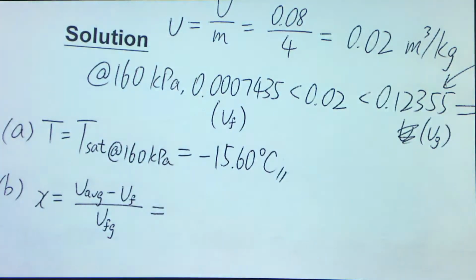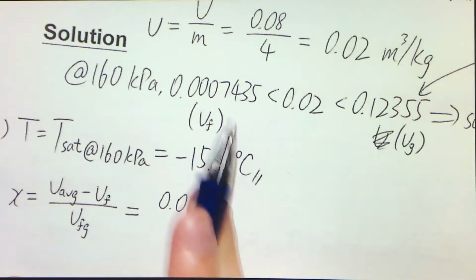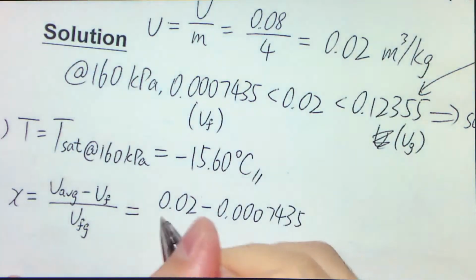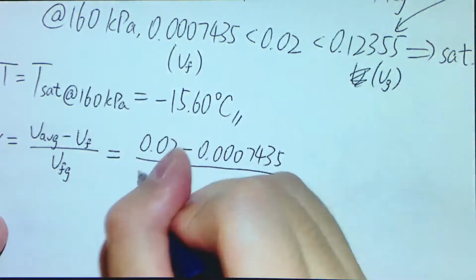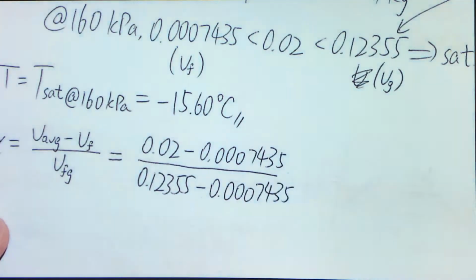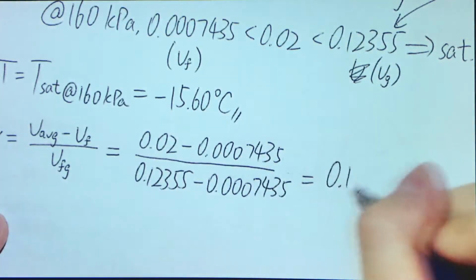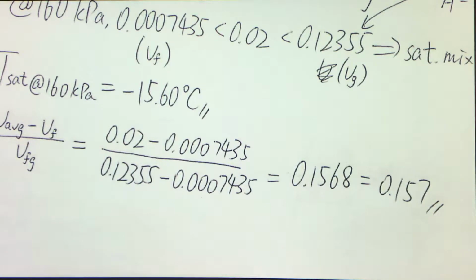So how can we find out this x? This V average we have calculated, which is 0.02. And this Vf we have also found, which is 0.00074335. What is Vfg? Vfg is equal to 0.12355 minus 0.0007435. You'll find that this is equal to 0.1568, or in 3 significant figures, 0.157. So about 16% of R134a is in the vapor phase.